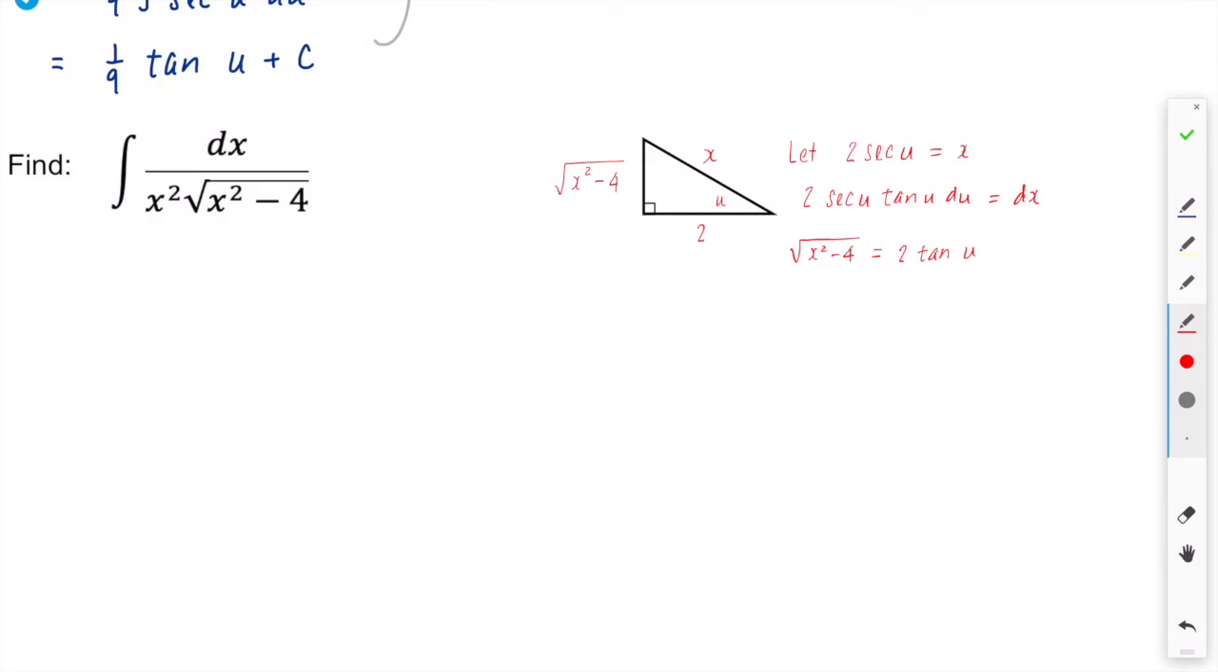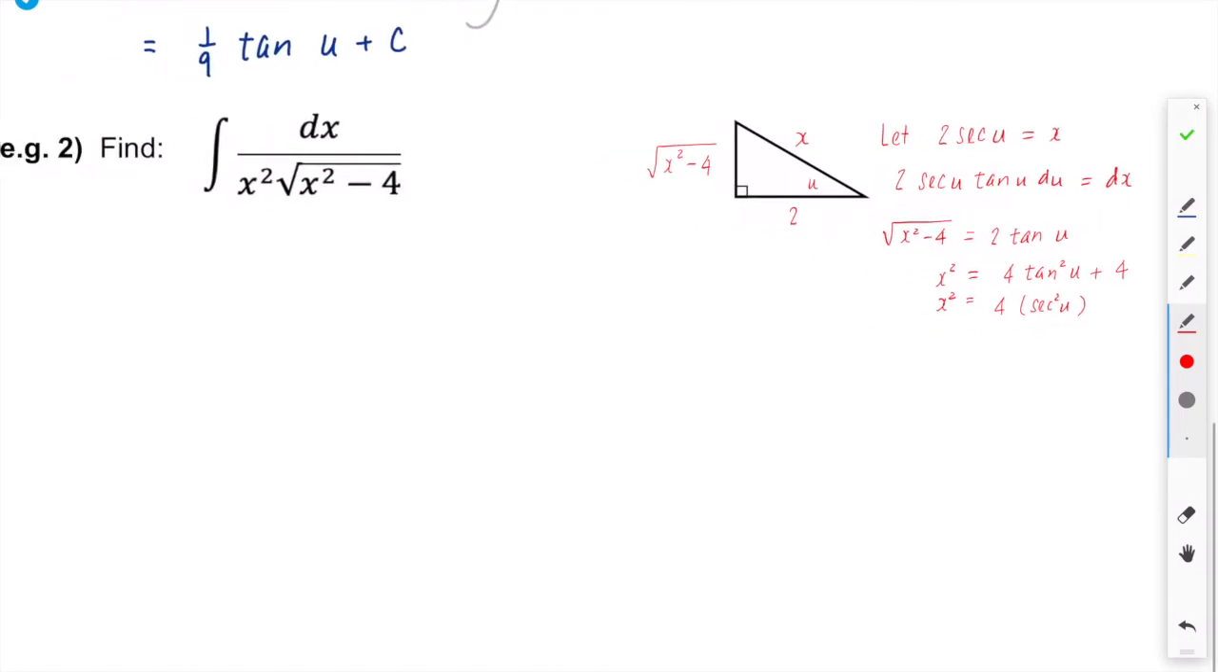And I also see an x squared in my original integrand. What is x squared? Well, I can make use of the previous line. If I square both sides, I get 4 tan squared u plus 4. But this is 4 secant squared u, right? If you factor out 4, you get tan squared u plus 1, which is really secant squared. Okay, so these are all useful to me. Let's make the substitution.